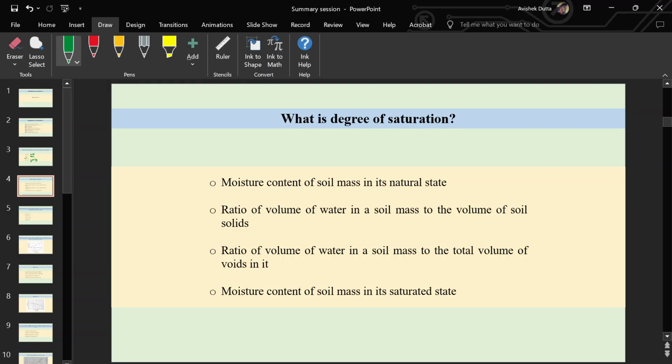C1, sir. The third one, right? Third option. Yes, sir. Ratio of the volume of water in a soil mass to the total volume of voids in it.